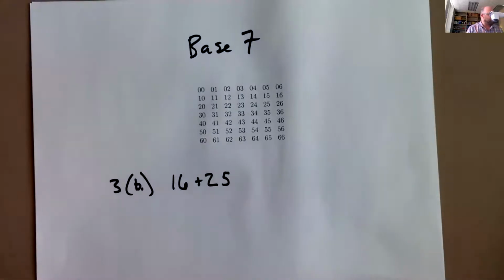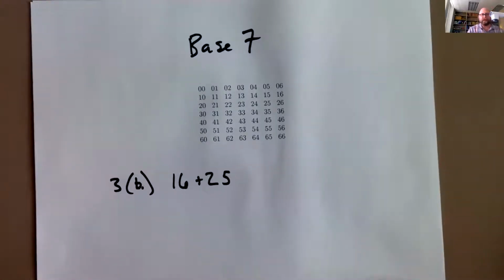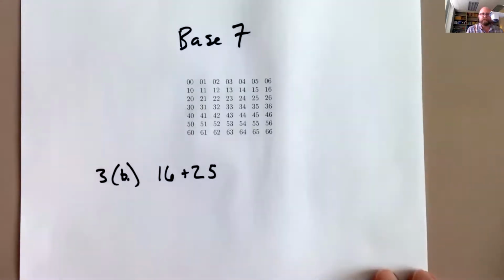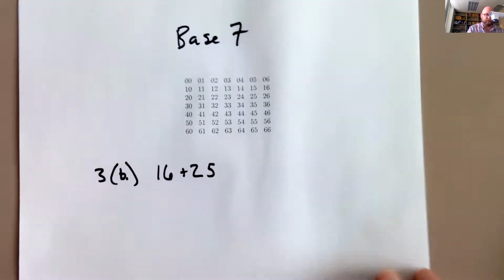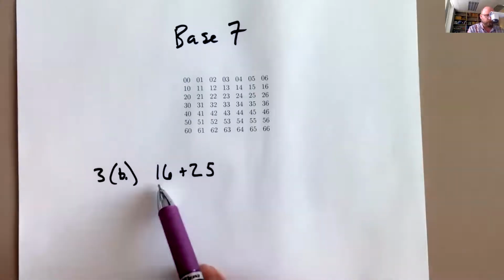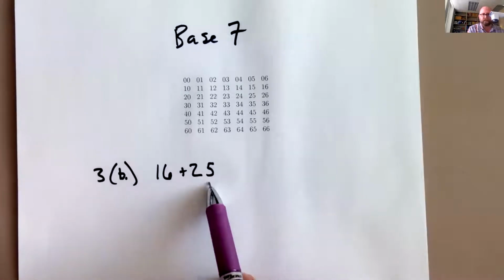Let's talk about some of the problems on the first practice sheet. We'll start with problem 3, which asks you to compute some sums in base 7. So the first one is 1, 6 plus 2, 5.